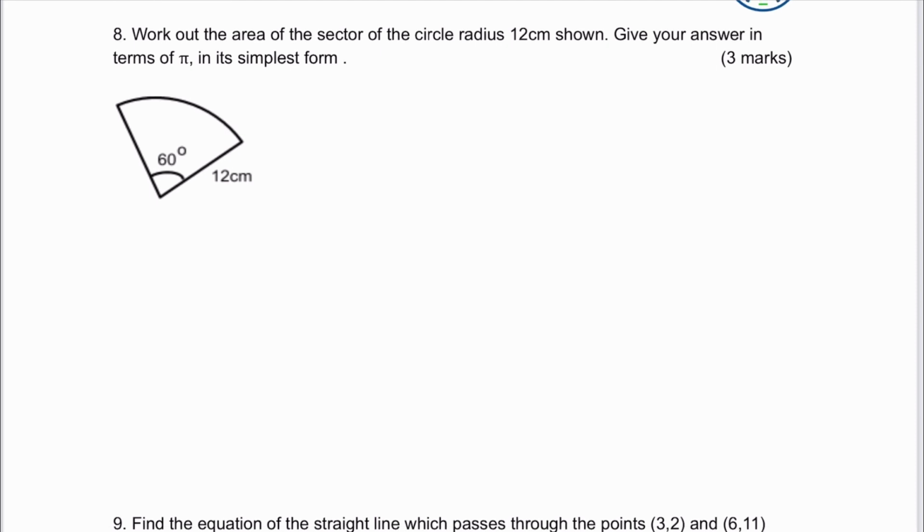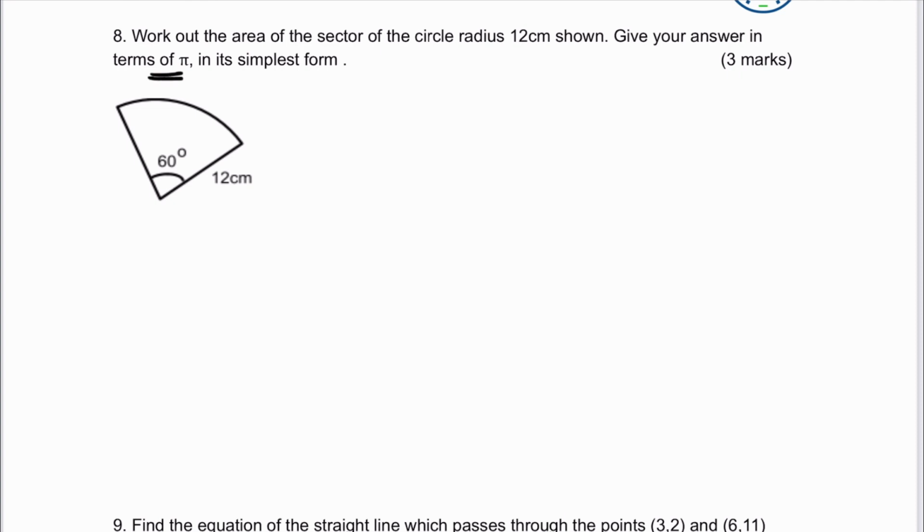Okay, so work out the area of the sector in the circle of radius 12 centimeters shown. Give your answer in terms of pi. So that's actually quite nice for us, because it means we don't have too much calculation to do, and because it's non-calculator, that'll work for us. So the area, well, you know the area of a circle is pi r squared. Okay, you need to remember these formulas every single time.